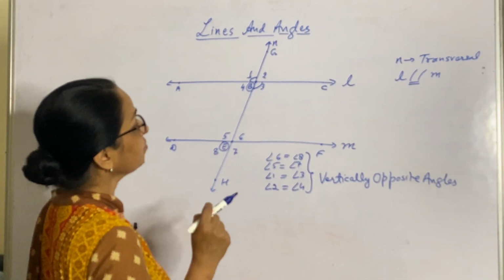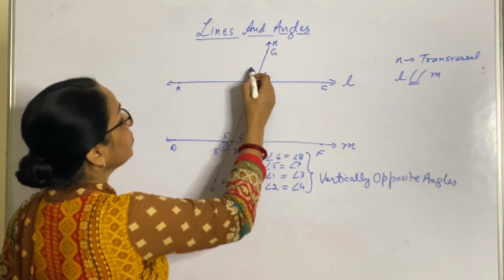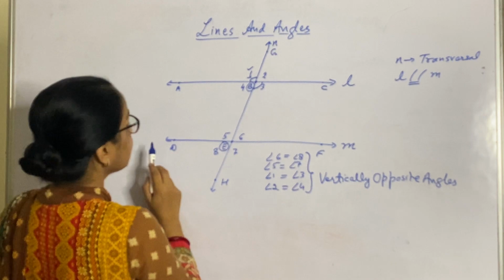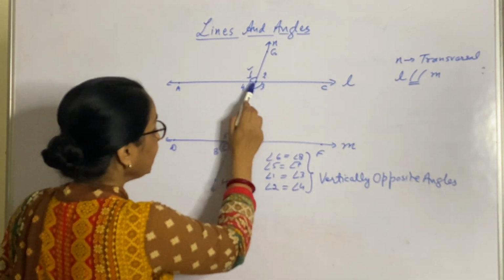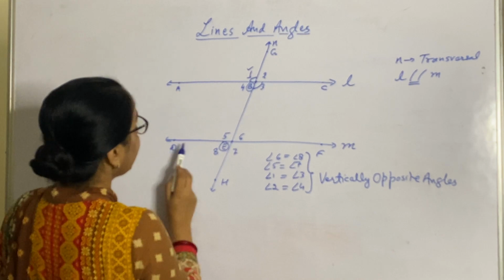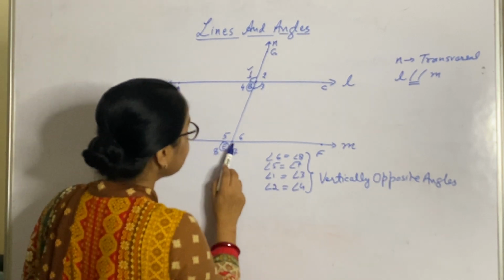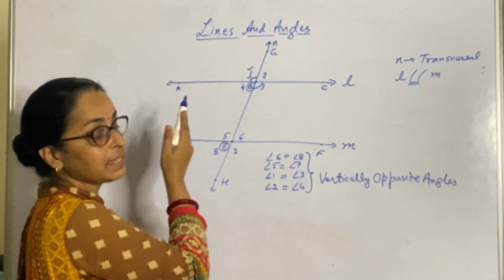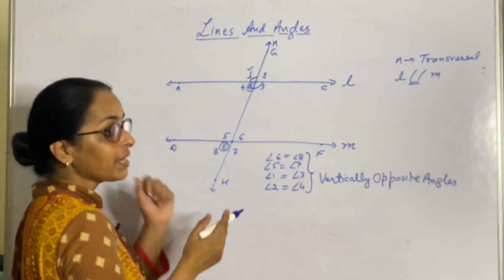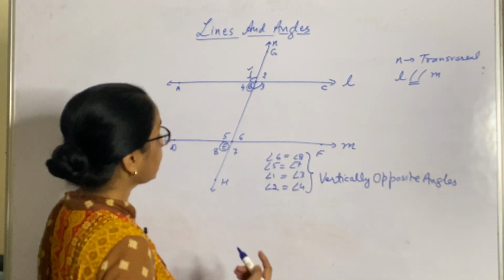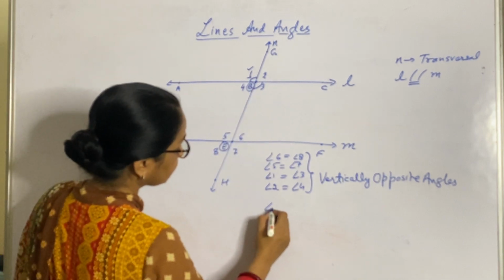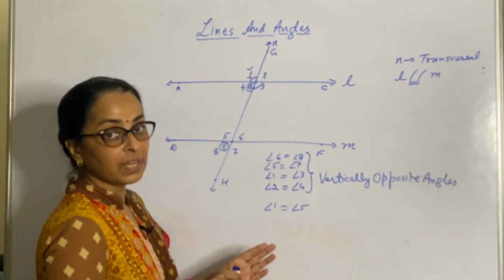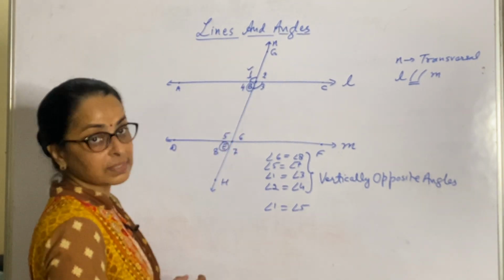Now we have one more thing. Angle 1 is above the line AB, and angle 5 is also above the line DE, and they are on the same side, that is on the left hand side of the transversal. Such angles are called corresponding angles, right? So angle 1 is equal to angle 5. Both are above the line and both are on the left hand side of the transversal.